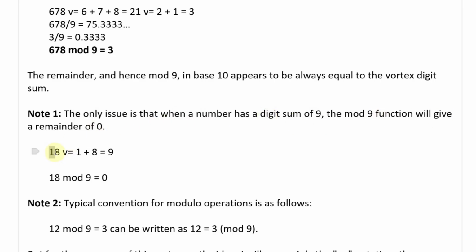For example, if you have 18, v equals 1 plus 8 equals 9. The problem here is 18 mod 9 is equal to 0, because the remainder is going to be 0. So this is the only case that's different. But yeah, so in vortex math, if it's 0, we just have to set it to 9.